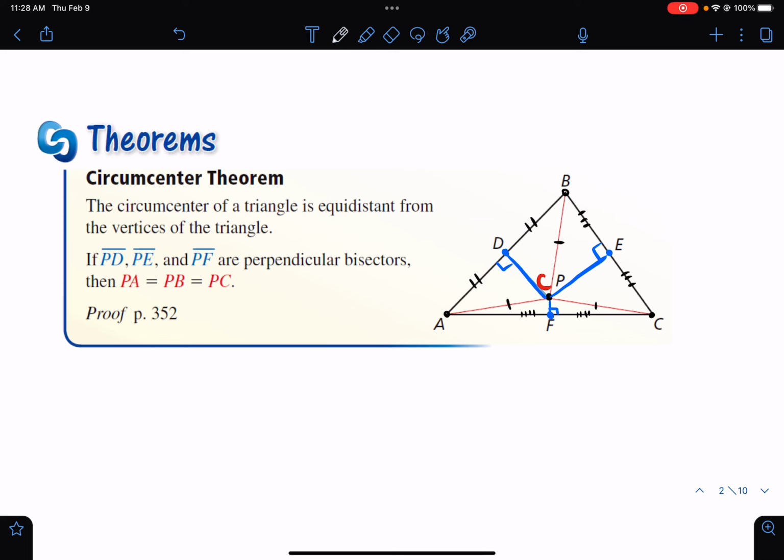So the circumcenter gives you a lot of information about parts of the triangle, parts of the picture that are equal to each other. And you need to make sure you understand, if you're given the circumcenter, what pieces you can make connections to, what pieces are equal to each other.